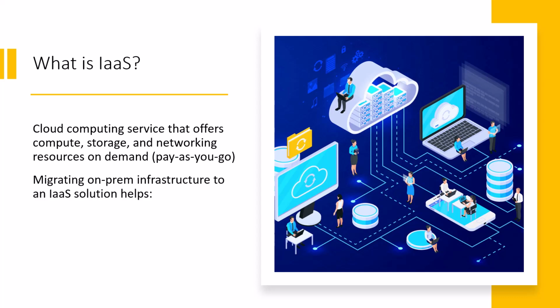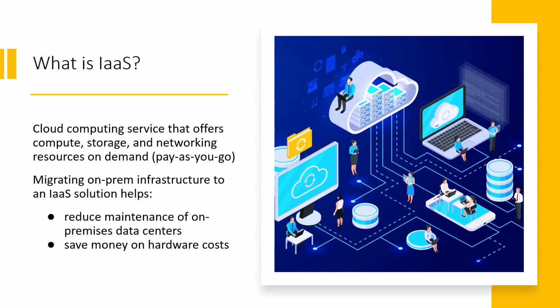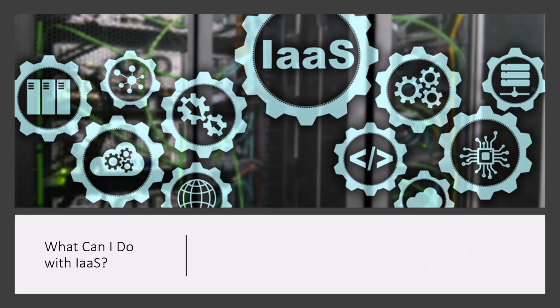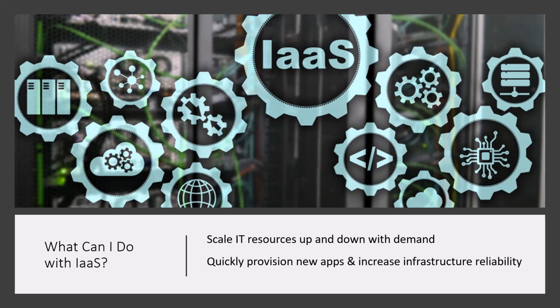Migrating your organization's infrastructure to an infrastructure as a service solution is going to help you reduce some of the costs associated with maintenance of your on-prem data centers, purchasing hardware for data centers, and really building out a physical presence. What infrastructure as a service does is provide you with the flexibility to scale out resources and scale them down depending on the demand. It also helps you more quickly provision new apps and allows you to increase the reliability of your underlying infrastructure.